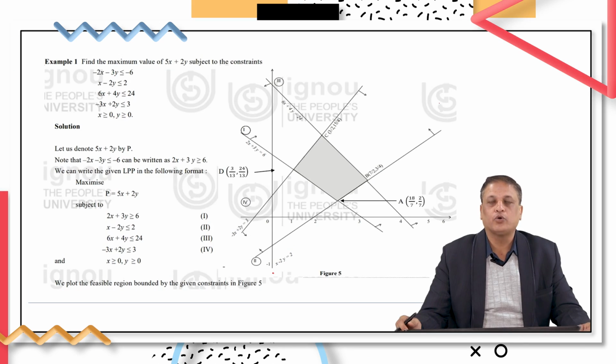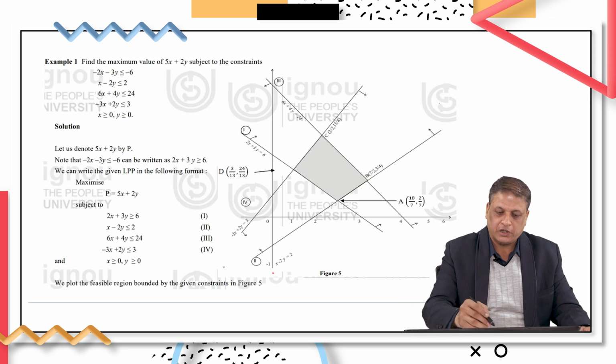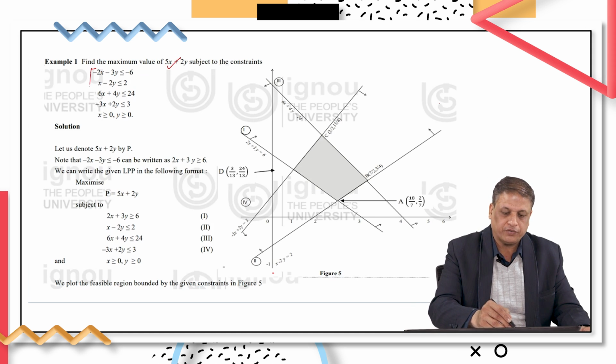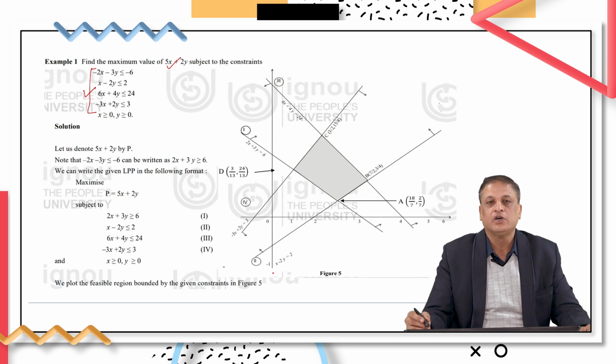Then firstly you are supposed to find the intercepts. So, we learned that in the questions wherein the objective functions are already given to us, the set of constraints are already given to us, the first step is to draw the line segments, and in order to draw the line segments you are supposed to find the x intercepts and y intercepts.